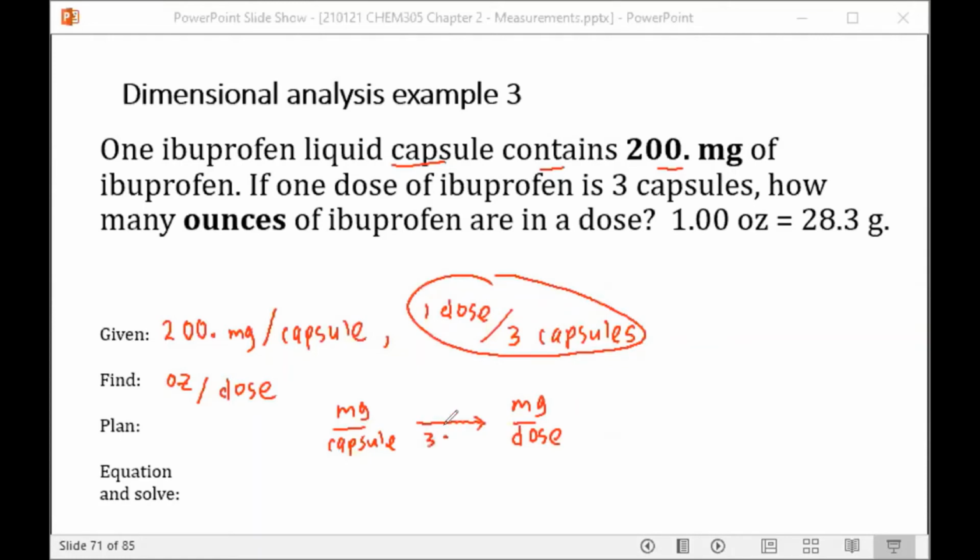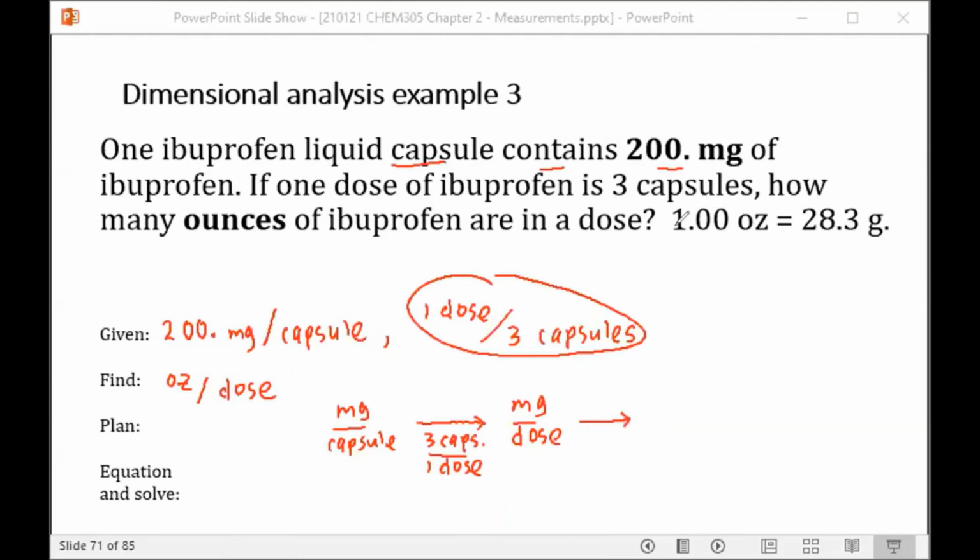So there's 3 capsules, I'll just say 3 caps per 1 dose. And that will cancel out capsules top and bottom, and we're left with dose in the numerator. So we're getting close to what we want to find. We now have dose in the denominator. The next thing we want to do is convert milligrams, which are currently on top of our fraction, to ounces. So we get to a final value of ounces per dose.